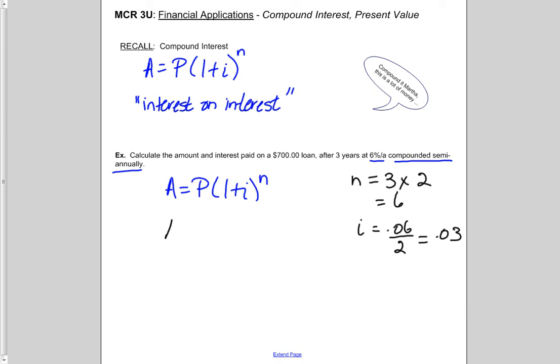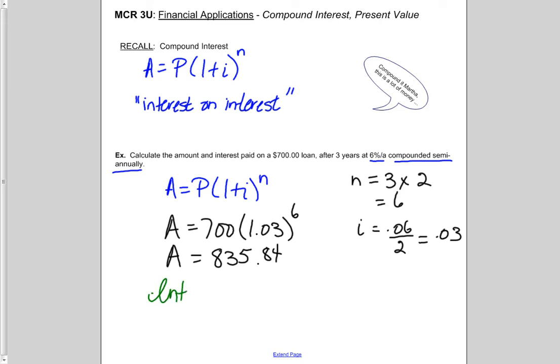Now we can use our formula. $700 loan is your principal. The rate is 0.03 compounded 6 times. So our overall amount is $835.84. Please speak to me if your calculator is giving you any grief, and we'll figure it out. The interest is the amount, subtract what was originally put into the investment. So the interest will be $135.84.